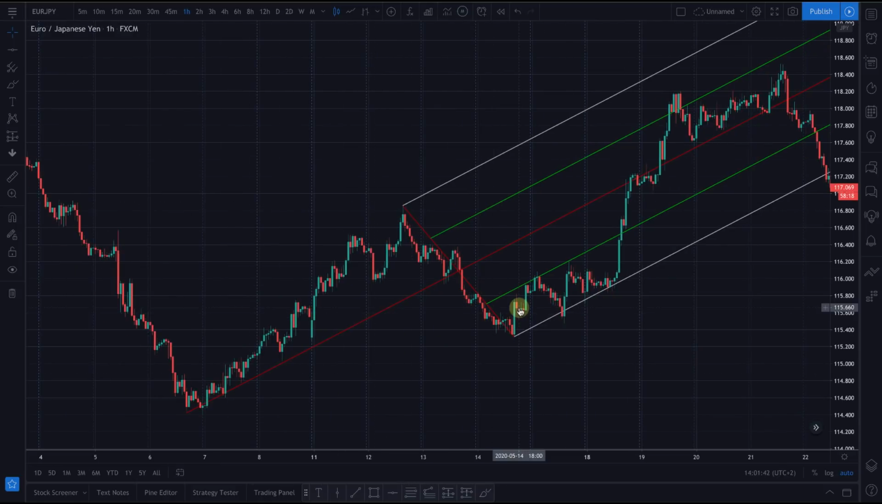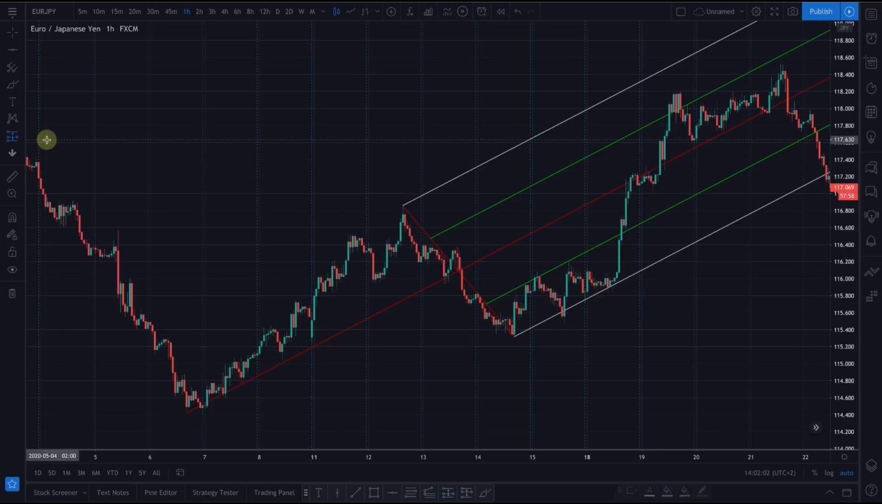As soon as you think that the point C has formed, you are looking for long entries in this case, of course. And the long entries come when we hit the outer white line together with price action confirmation, and our take profit is the middle of the pitchfork.